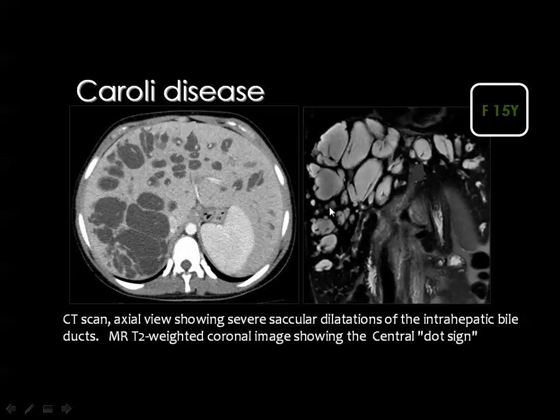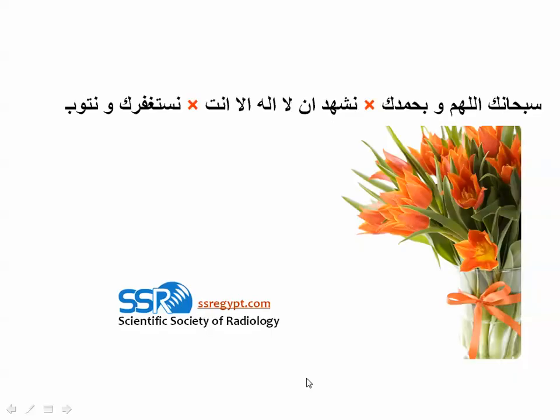And this is a classic appearance of Caroli disease, where you see multiple cystic dilatations of the intrahepatic biliary radicals, as well as tubular dilatation of the bile ducts in some areas of the liver, with the classic central dot sign seen in most of the cystic lesions.